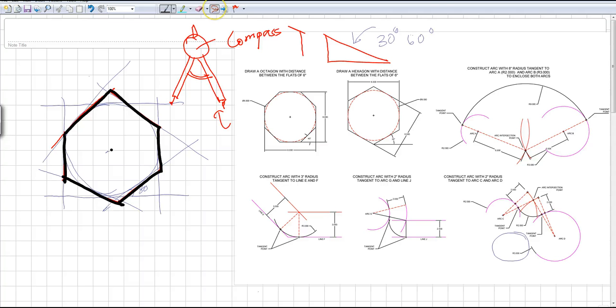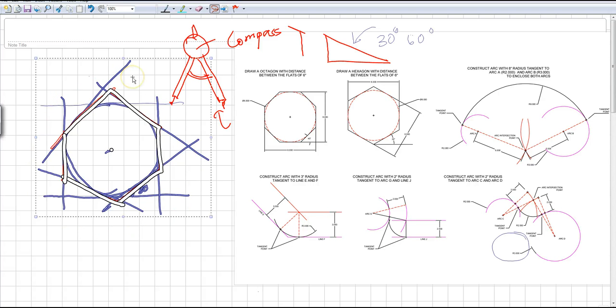Now let's do some more exercises that you see down here below, and then I would get into a little bit more complicated stuff.